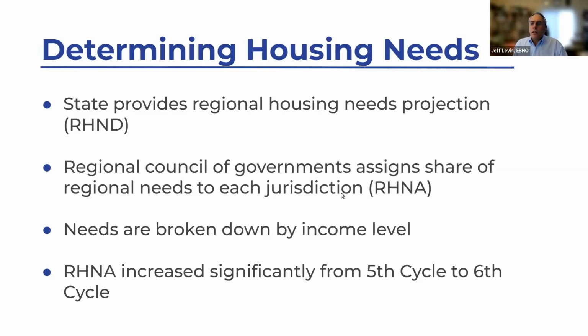Once the region receives that number, it has to allocate that need among all of the jurisdictions, the cities and the counties in the region. This is sometimes called the fair share allocation, and it has to consider factors like proximity to jobs and transportation, existing concentrations of low-income populations, and most recently, a lot more emphasis on promoting fair housing and racial equity.